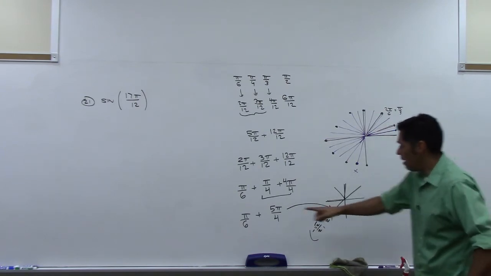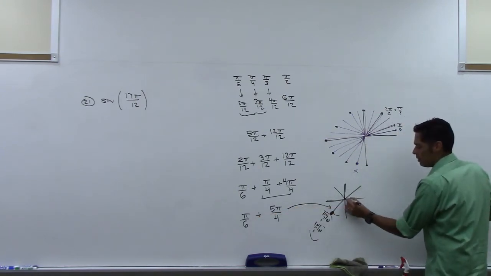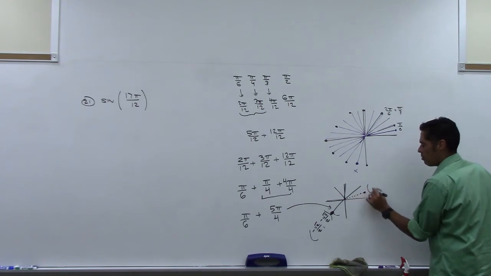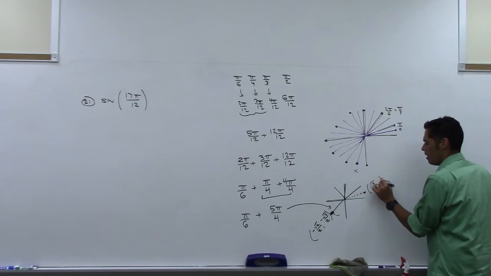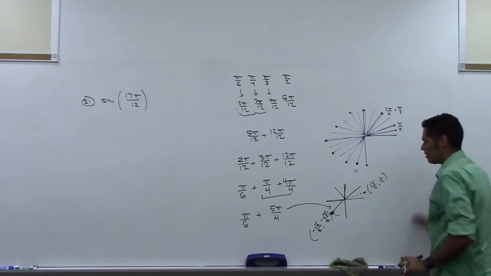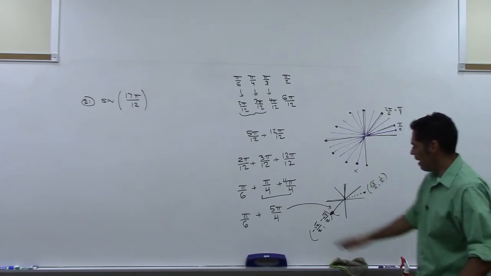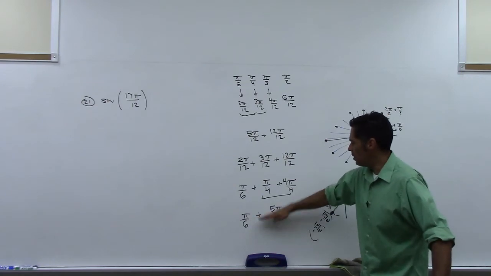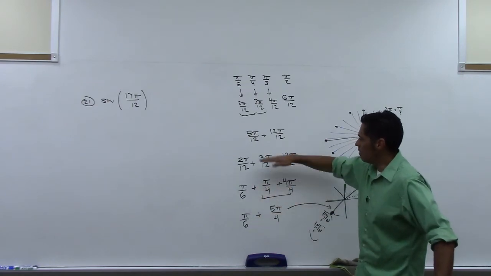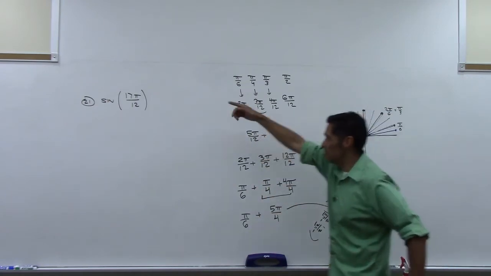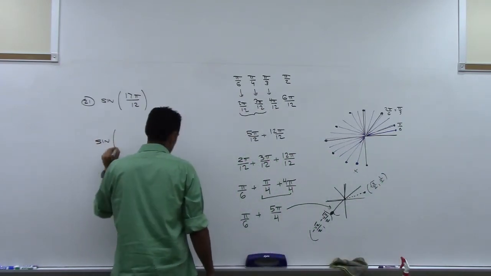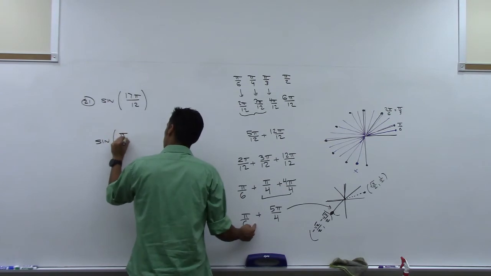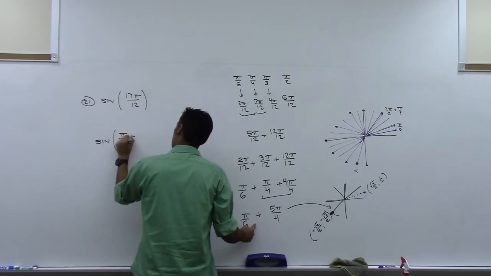And then pi over 6 lives over here. And those coordinates are root 3 over 2, 1/2. So we should be able to get it this way. We're using 5 pi over 4 plus pi over 6. We know that that's equal to this, which is equal to that, which is equal to 17 pi over 12. So this should be sine of pi over 6. There's got to be a more efficient way of doing this.